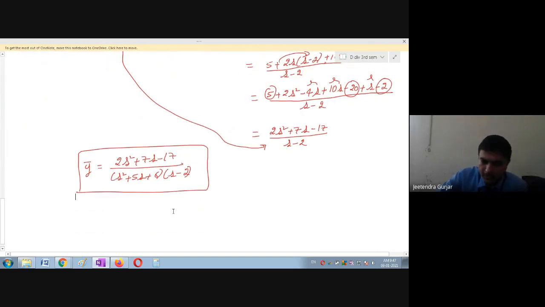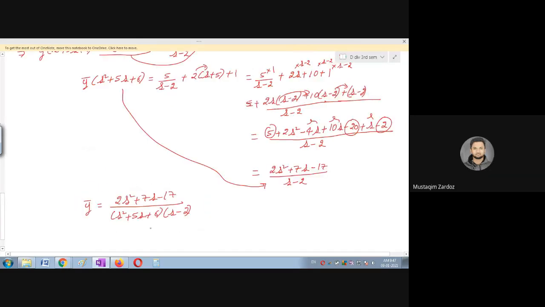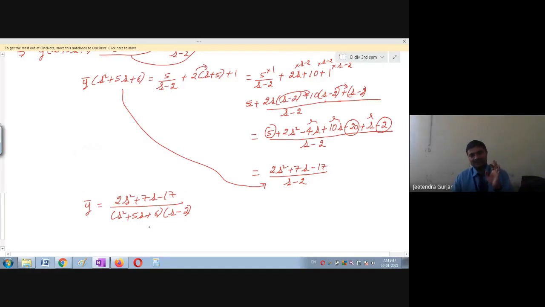Can anybody tell me what will be the next step? Please guess. Partial fraction. Yes, excellent. Very good. So you are very fast. So you got it now. There is only one method to simplify or split this equation, and that is partial fraction. So again you are going to do partial fraction.